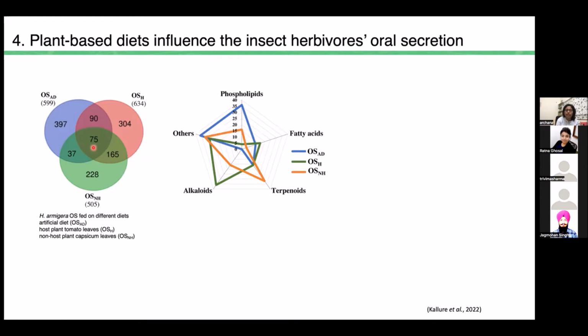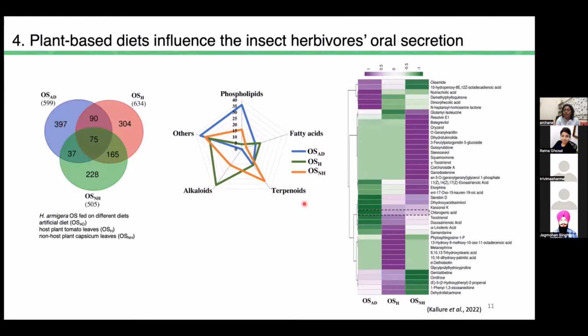And here you see we have some common components, but at the same time, there are several metabolites accumulating differentially in these different diets. In case of artificial diet, there are more phospholipids. In case of host plant, tomato leaf, there are more alkaloids, and in case of non-host plant, there are more terpenoids. So then we analyzed their differential fold changes, like how much they are accumulating.